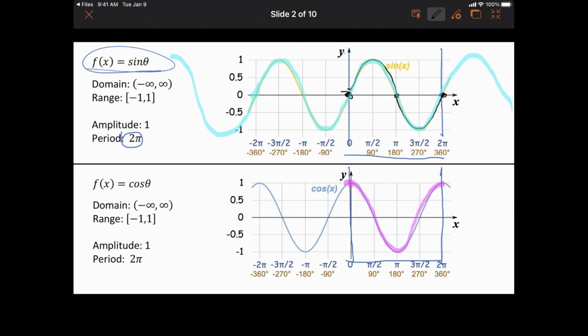Cosine has 2 x-intercepts. Its y-intercept is actually at (0, 1), instead of for sine, where it's at (0, 0). They both have an amplitude of 1.